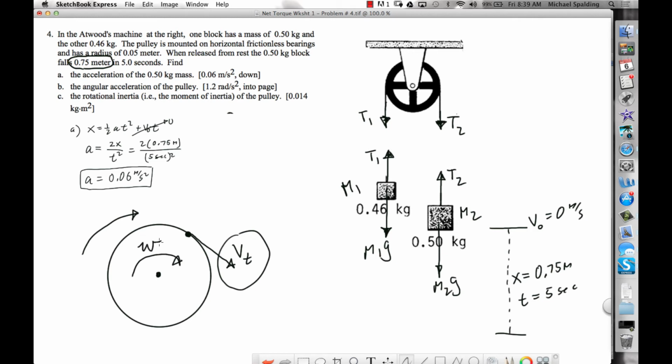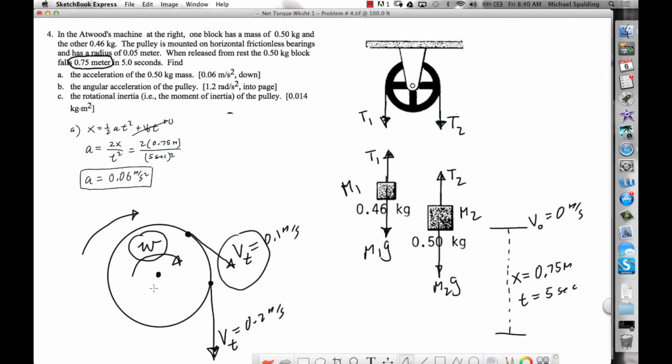What's happening to the angular velocity? It's getting bigger, bigger, bigger because the pulley's going faster, faster, faster. So as the angular velocity increases, the tangential velocity increases. Like for example right here, the tangential velocity is going to be larger. So that's supposed to be a larger vector. Let's say here it's like 0.1 meter per second, and then here it's 0.2 meter per second.